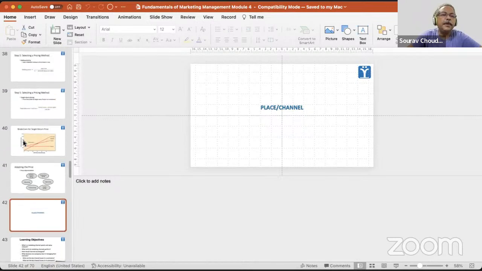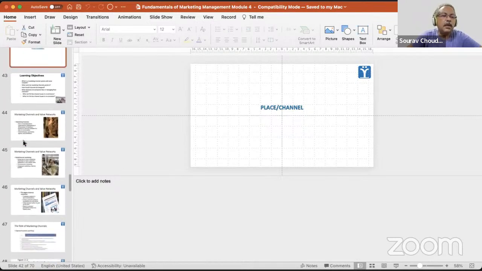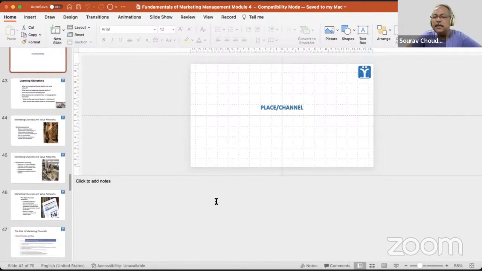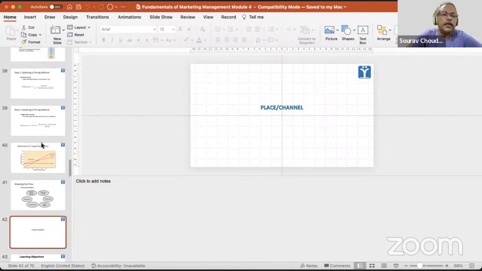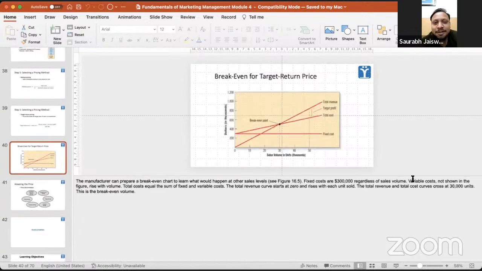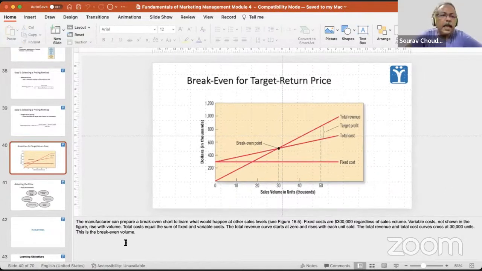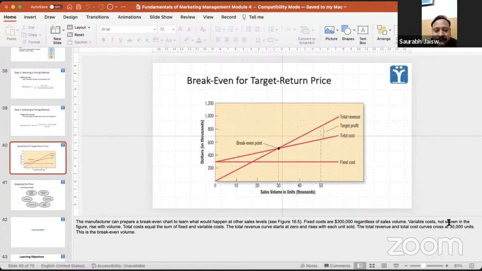Let's finish pricing first, then we will continue place up to some extent, and maybe I won't be able to finish place today. Sir, is it possible to just close this here today, because I'm also not feeling well? You want to close it today? Okay, let's do one thing, there is one more slide, we'll do that. Okay sir.